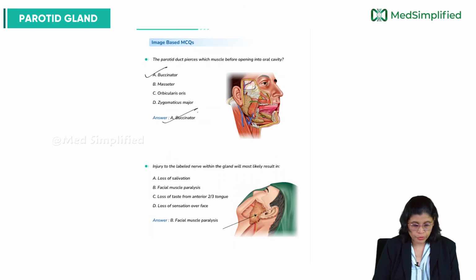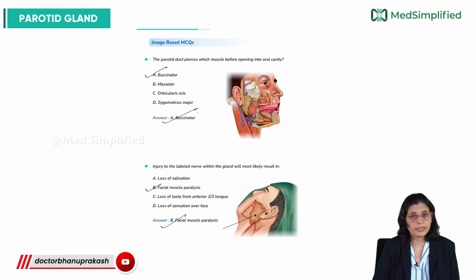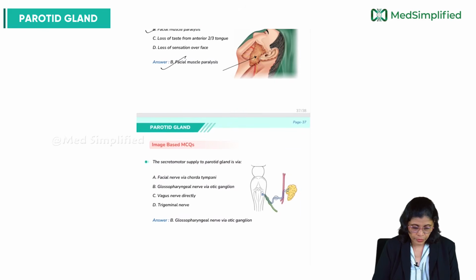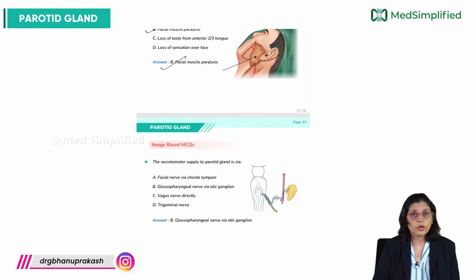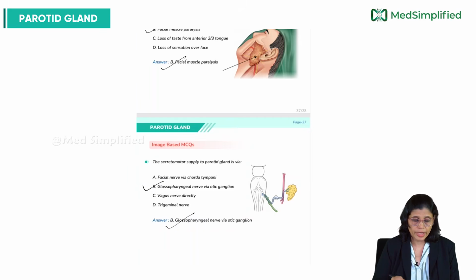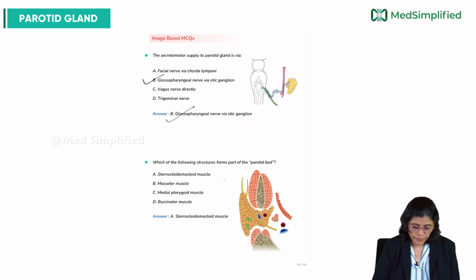Injury to the labeled nerve. Which is the nerve within the gland? Facial nerve. This most likely results in facial muscle palsy, known as Bell's palsy. Bell's palsy is the lower motor neuron lesion of the facial nerve. The secretomotor supply to the parotid gland is via the glossopharyngeal nerve to the otic ganglion. So, from the glossopharyngeal we have the preganglionic fibers, and then we have the postganglionic fibers from the otic ganglion.